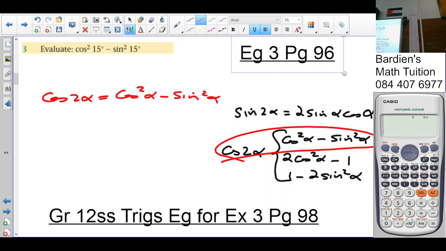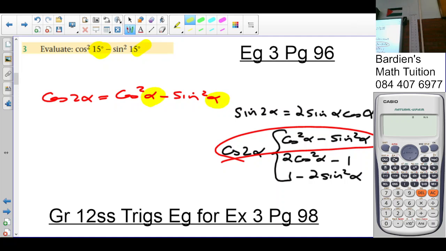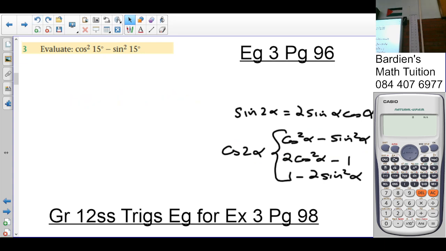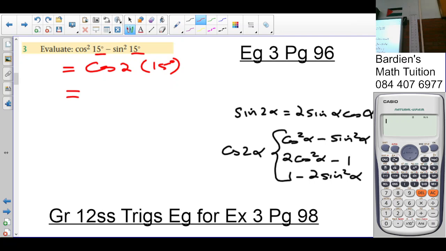Okay? So what is in alpha's place? 15 degrees. Can you see that? So in other words, this will be cos 2 times 15 degrees. Does it make sense? Right. Let's take this off quickly. So it's going to become cos of 2 times the alpha angle, which is 15 degrees. What is 2 times 15? 30.